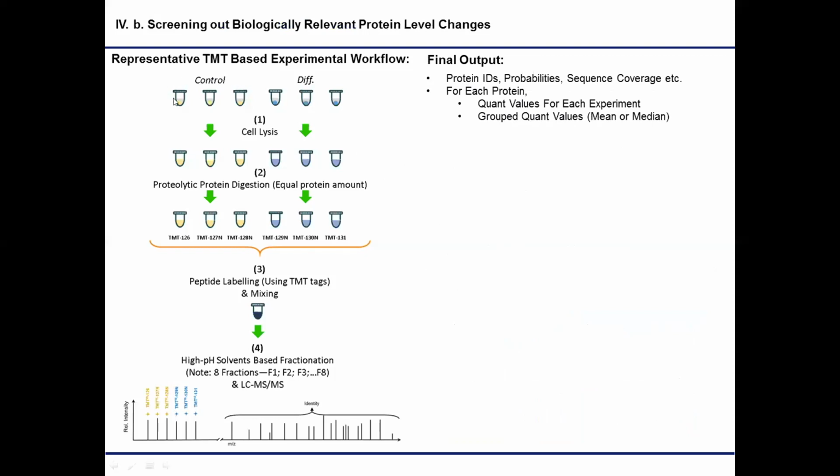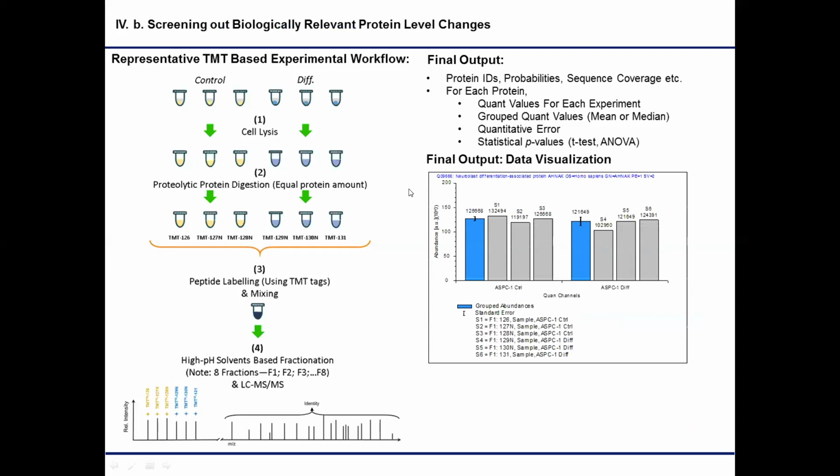For instance, for the control group, you can get the mean or the median, and also quantitative error, as well as statistical p-values, either using the t-test or the ANOVA if you have multiple groups of samples. So for the generalization, for instance, in this case, for one representative protein, you have the 3 intensity measurements as well as the median value when you group them for the control versus the difference.